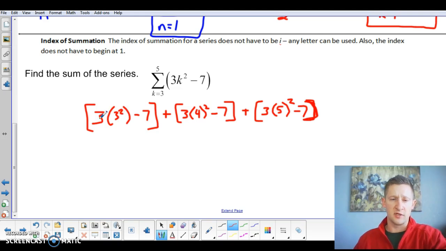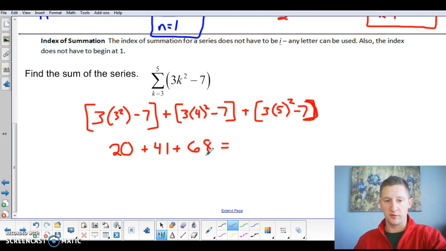So 9 times 3 is 27. And 27 minus 7 is 20. There's my first term. 4 squared is 16. 16 times 3 is 48. 48 minus 7 is 41. So 20 plus 41. 5 squared is 25. Times 3 is 75. Minus 7 is going to be 68. I'm going to add 68. And adding up those three terms, 20 plus 41 plus 68 is equal to 129. There would be the sum of my series.